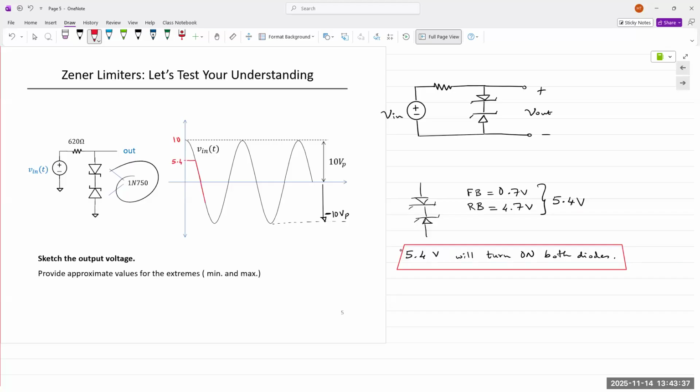And let's say this is minus 10, and this is minus 5.4.